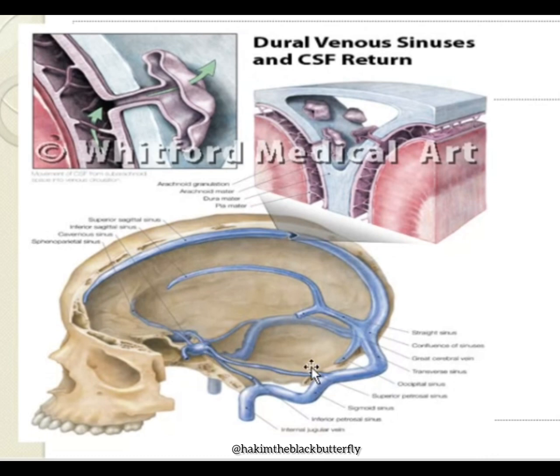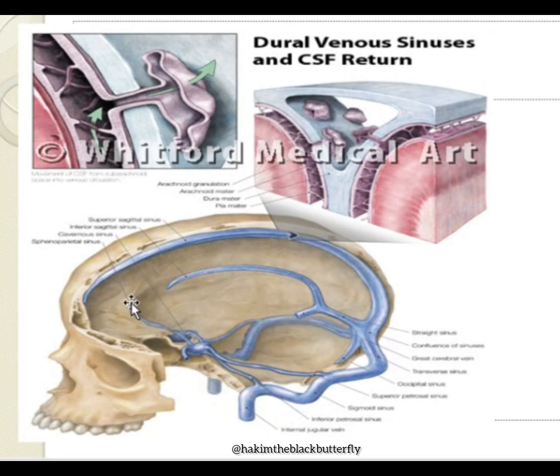Then posteriorly, these cavernous sinuses communicate with the transverse sinus and the sigmoid sinus. The communication between the cavernous sinus and the transverse sinus is known as the superior petrosal sinus. The superior petrosal sinus connects the cavernous sinus to the transverse sinus. Then the inferior petrosal sinus connects the cavernous sinus to the sigmoid sinus. So these two cavernous sinuses communicate posteriorly with the transverse sinus and the sigmoid sinus through the superior petrosal sinus and the inferior petrosal sinuses, respectively.